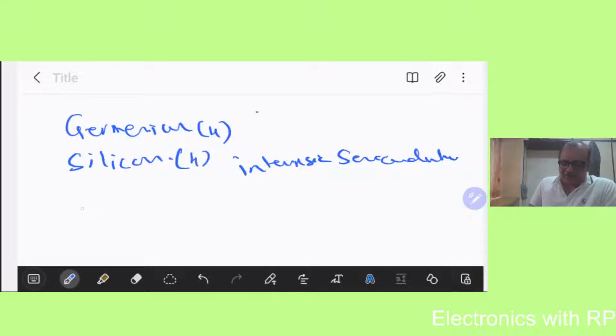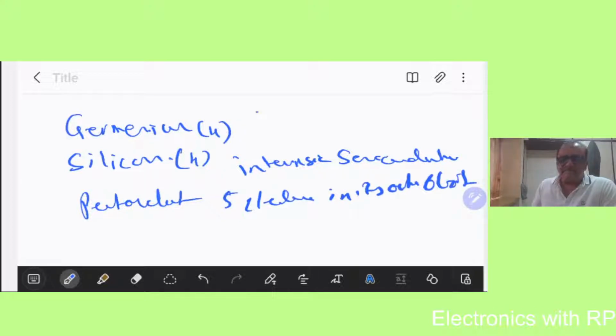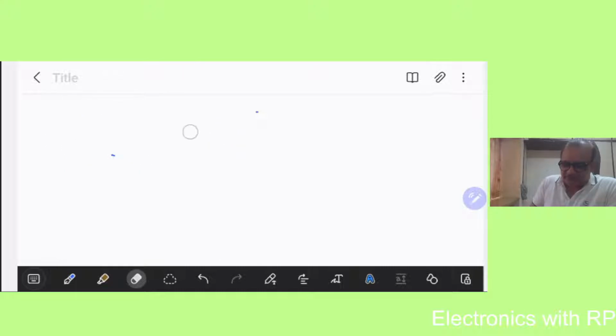Now, what is done is a small amount of impurity is added to a pure intrinsic semiconductor, and when the impurity added is a pentavalent, having 5 electrons in its outer orbit, what happens is 4 electrons out of these 5 form a bond with the 4 electrons of the semiconductor, and the 1 electron which is extra becomes a free electron which can carry current. So we can say that this is how it looks like.